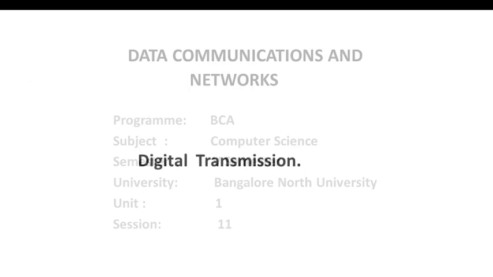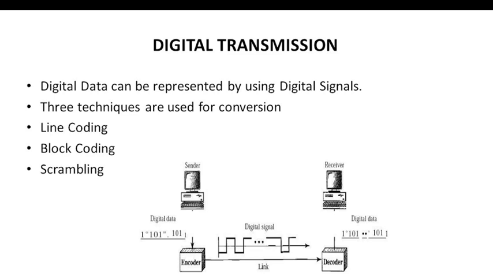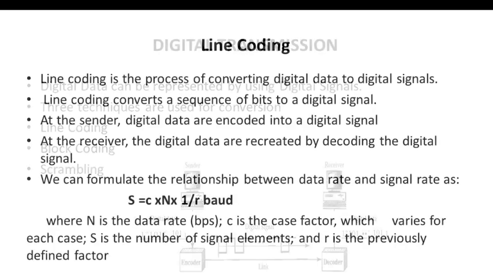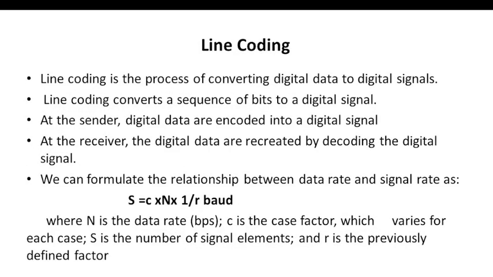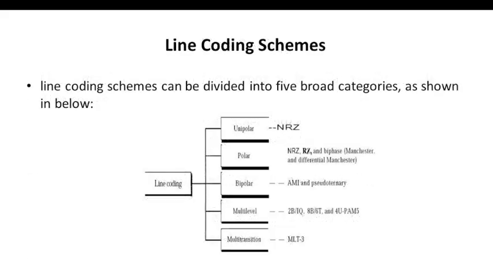This is about this session. In this session, we discussed digital transmission. What is digital transmission? How data is represented using digital signals, and the techniques used for the conversion: line coding, block coding, scrambling. Line coding, what is line coding? It is the process of converting digital data to a digital signal.